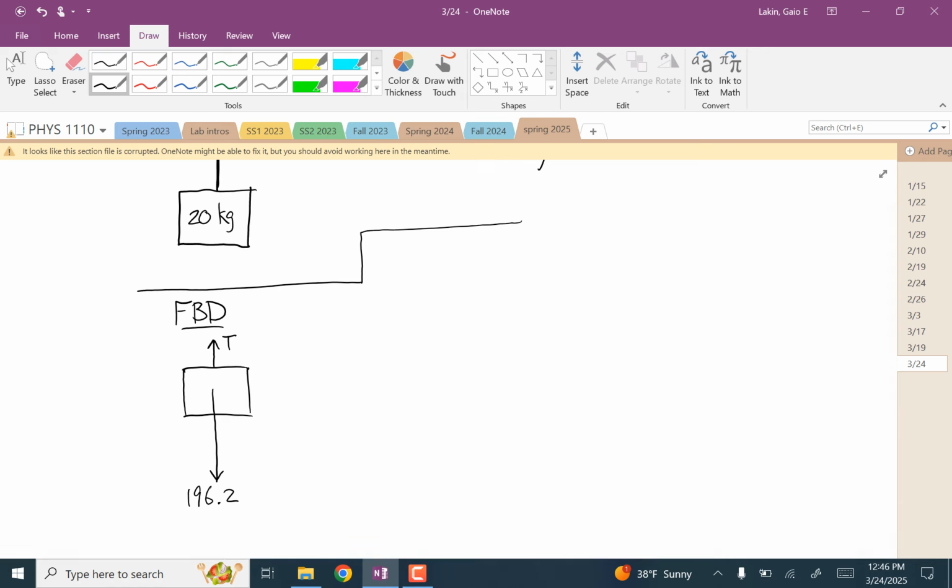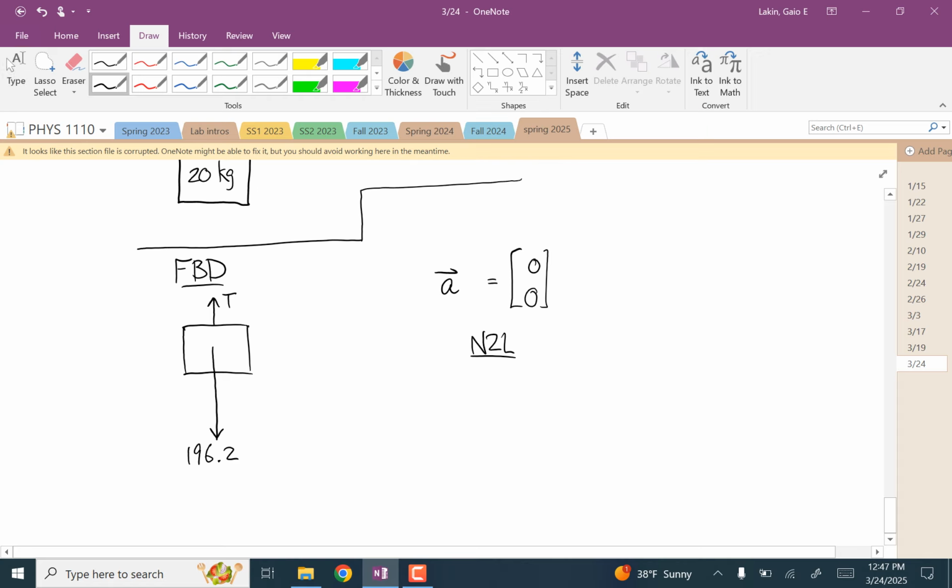And now we have to think about the motion. This is just hanging there. It's not moving. So the velocity is staying constant. What do we know about the acceleration if the velocity is constant? 0. Yeah, so in this case, the acceleration is just 0. And now we can go to Newton's second law. And so this time what we're going to get is the sum of these two forces is equal to the mass times the 0 vector.